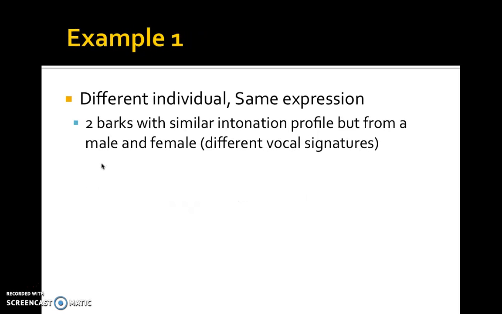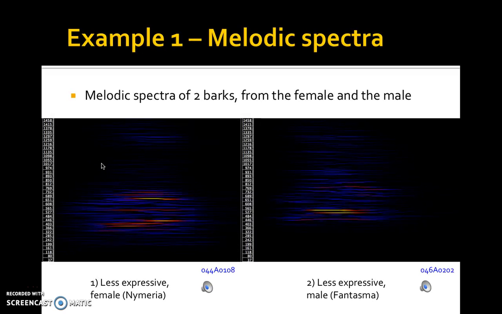Example 1. Different individual, same expression. These are two vocalizations. One less expressive from the female, Nimeria, and one less expressive vocalization from the male, which is named Fantasma. This is the sound of the female.